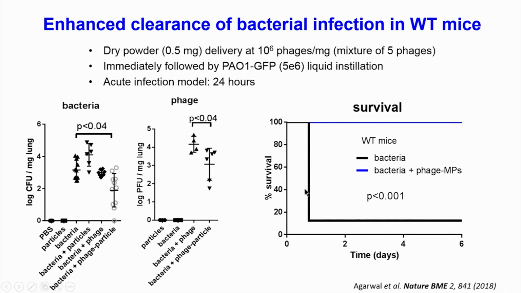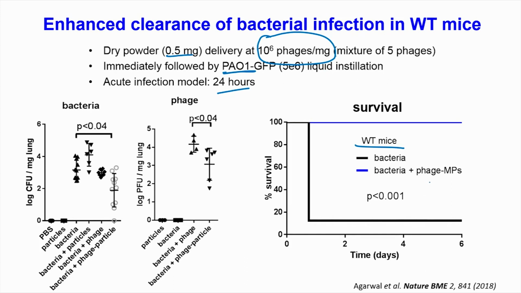Then they went ahead and used this system on an acute infection model. So, what they did is they delivered the bacteria and the phages to the mouse in the lungs. These are healthy animals in this case, wild type animals, and they have delivered about 0.5 milligram of particle which has a loading of the phages with that, and PA01, which is a lab strain of Pseudomonas, was used. This is a 24 hour model. So, both of these things are given, and then they are testing for what happens 24 hours later in terms of both the bacteria and the phage.